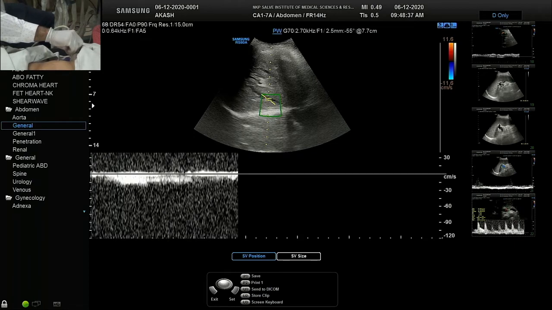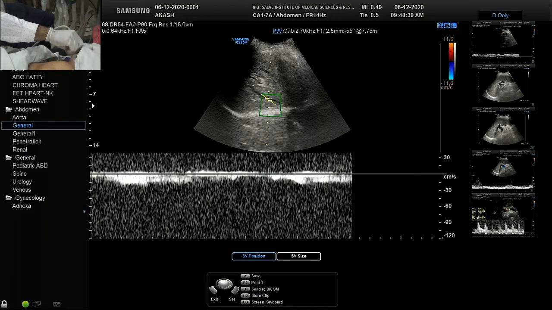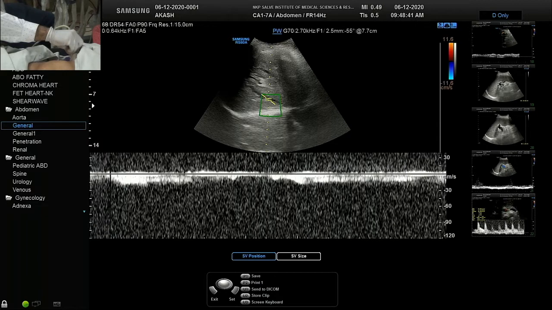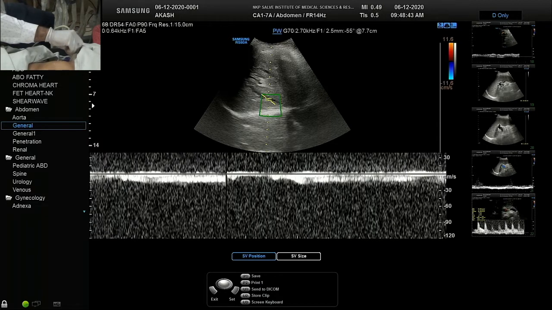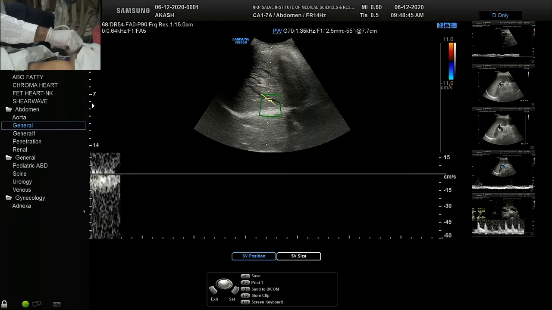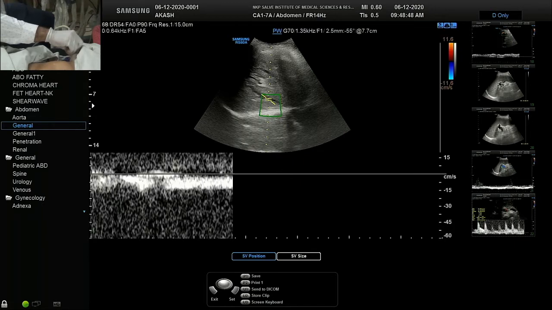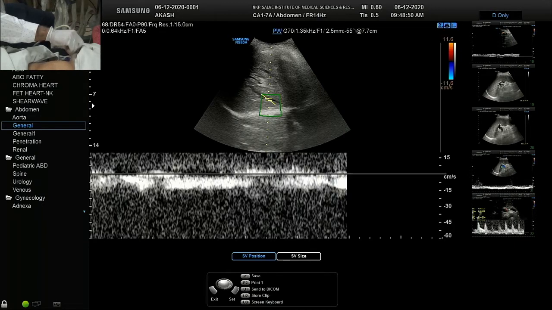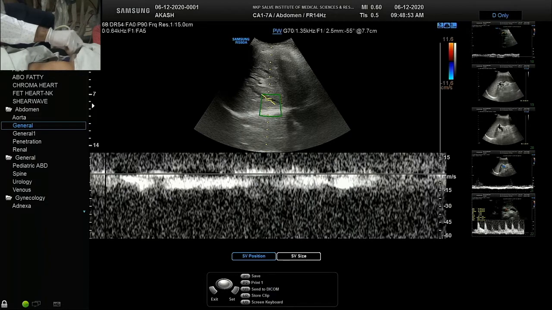In portal as well as renal Doppler, patient compliance is quite important. If the patient follows your instruction properly, then you can get a good flow or good spectral Doppler.